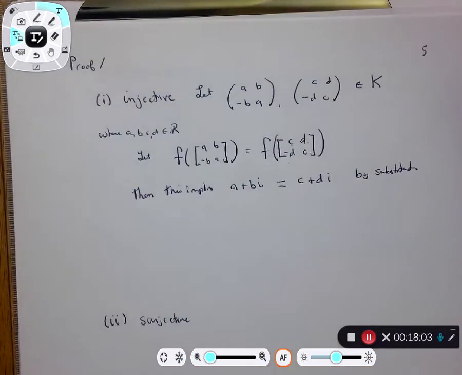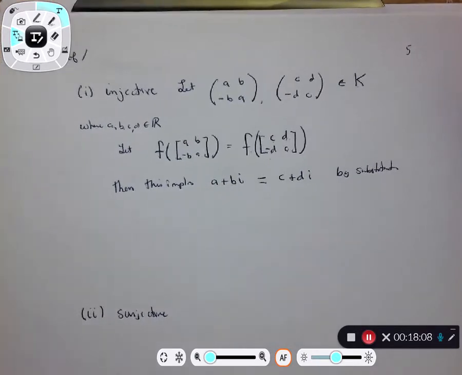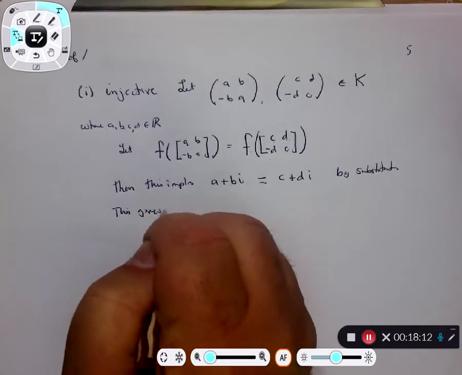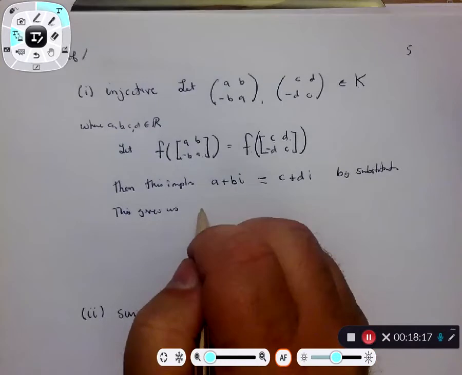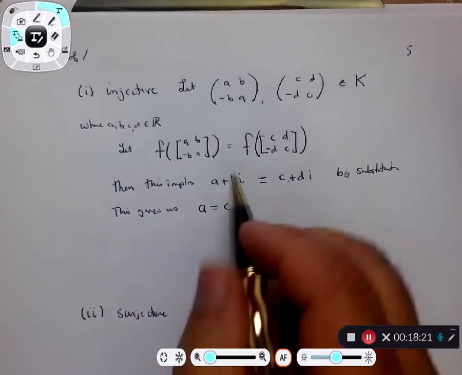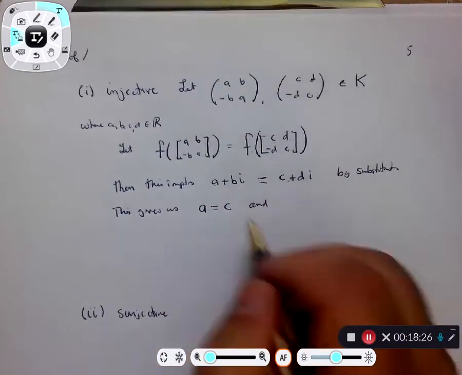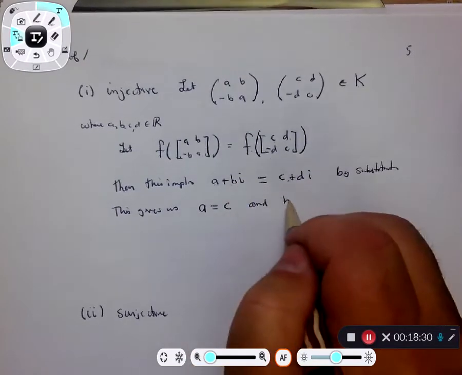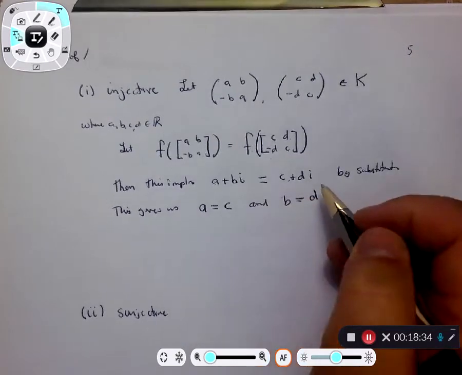Now let's talk about what happens when two complex numbers are actually equal to each other. This gives us, well, for two complex numbers to be equal to each other, that means that the real part, the a, has to be equal to c, the real part. The real part on the left has to equal the real part on the right, and the imaginary part, the bi, that means that b has to be equal to d.